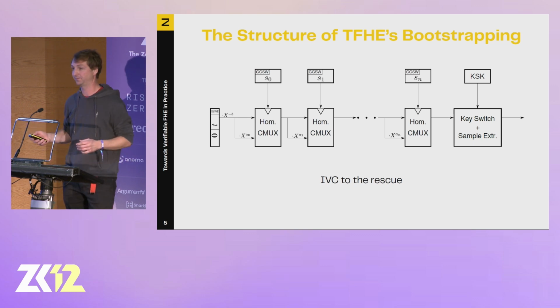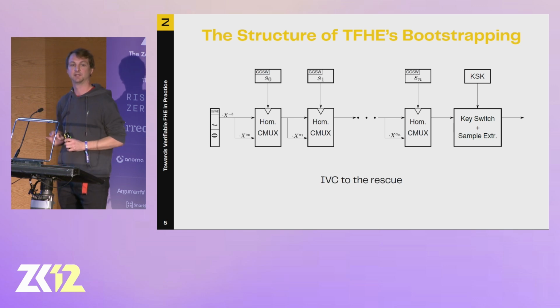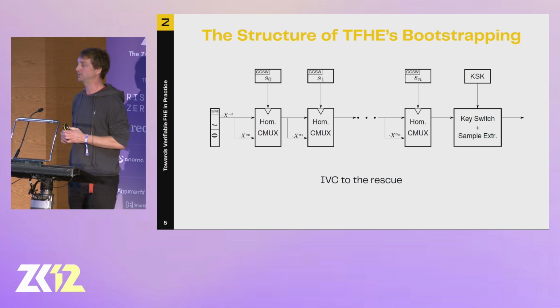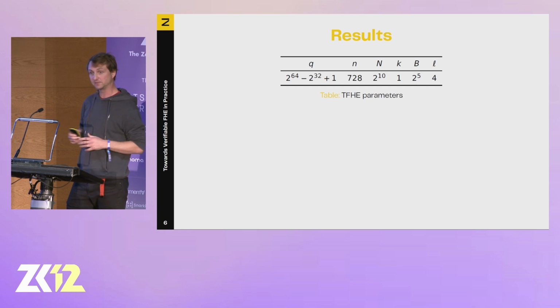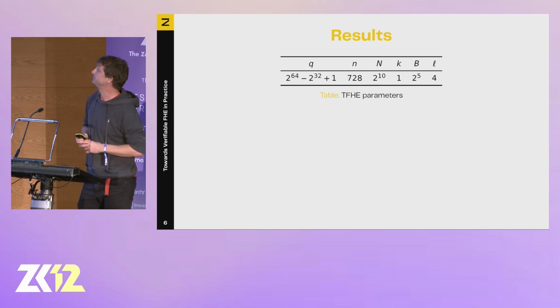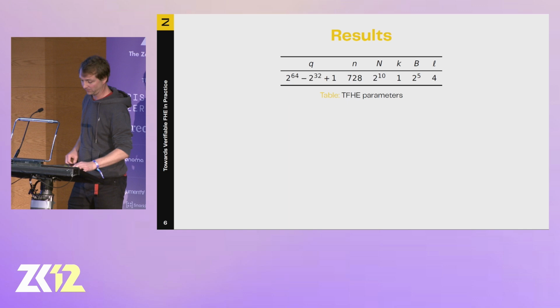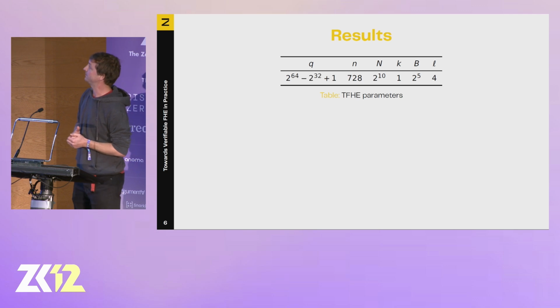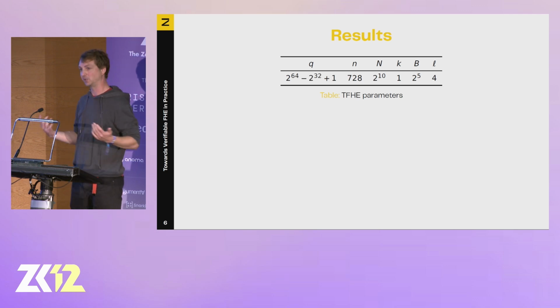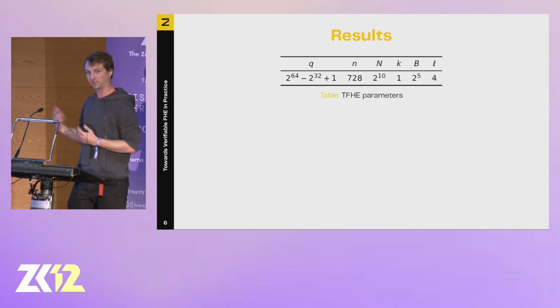So there's a lot of technical details that I'm slipping under the rug here. There's a paper that I'm going to link to at the end of the talk. Go look at it if you're interested. But I want to just present the results real quick. These are the parameters that we experimented with. And these are pretty typical parameters that are secure. So you can use this for correctness and security.